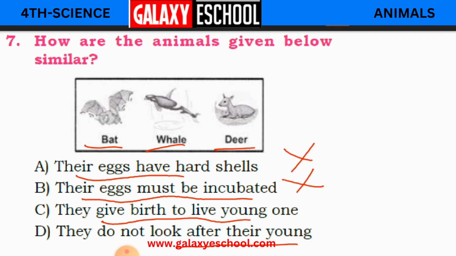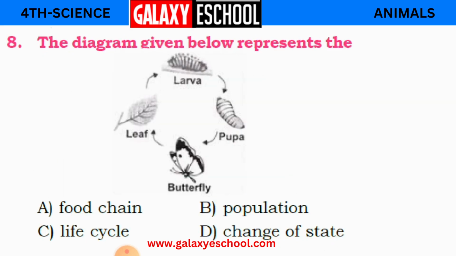They give birth to live young ones. Is this correct? Yes. This is the correct answer. So they give birth to the young ones. And they do not look after their young ones, D option. But this is also wrong. They do take care of their young ones. So C option is the correct answer. Clear, children? So we'll move on to the 8th question here.